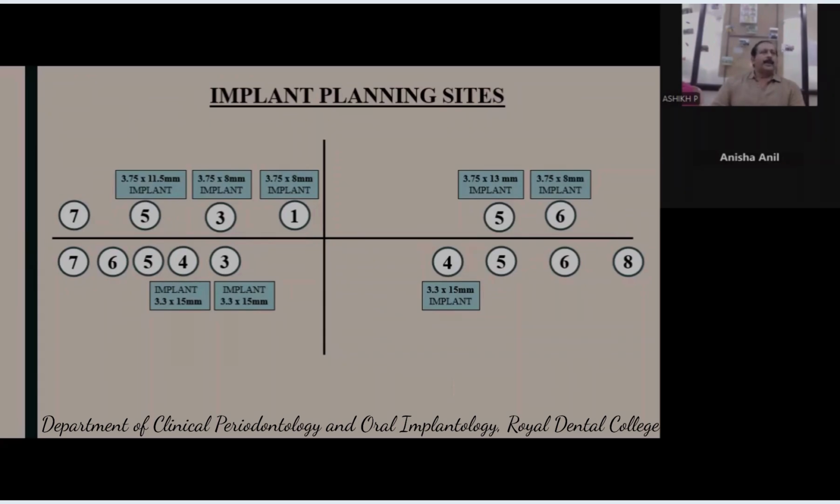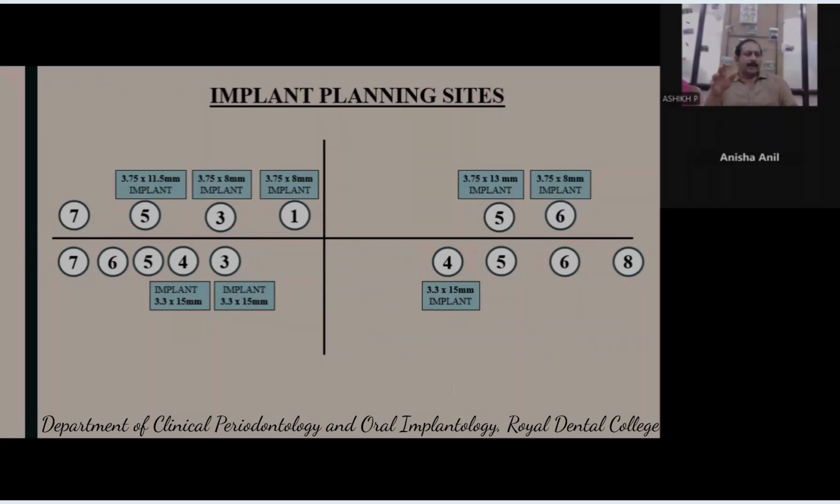So what about the diameters which you have already placed? 3.75 into 11.5 in 1-5. Then again 3.75 into 8. That's a shorter implant. Then you have another 3.75 into 8 in the central. Again a shorter implant. Then again 3.75 into 13.5. That's quite a long one. But when it came to 2-6, it was again 3.75 into 8. But you have reasonably good diameters covered.